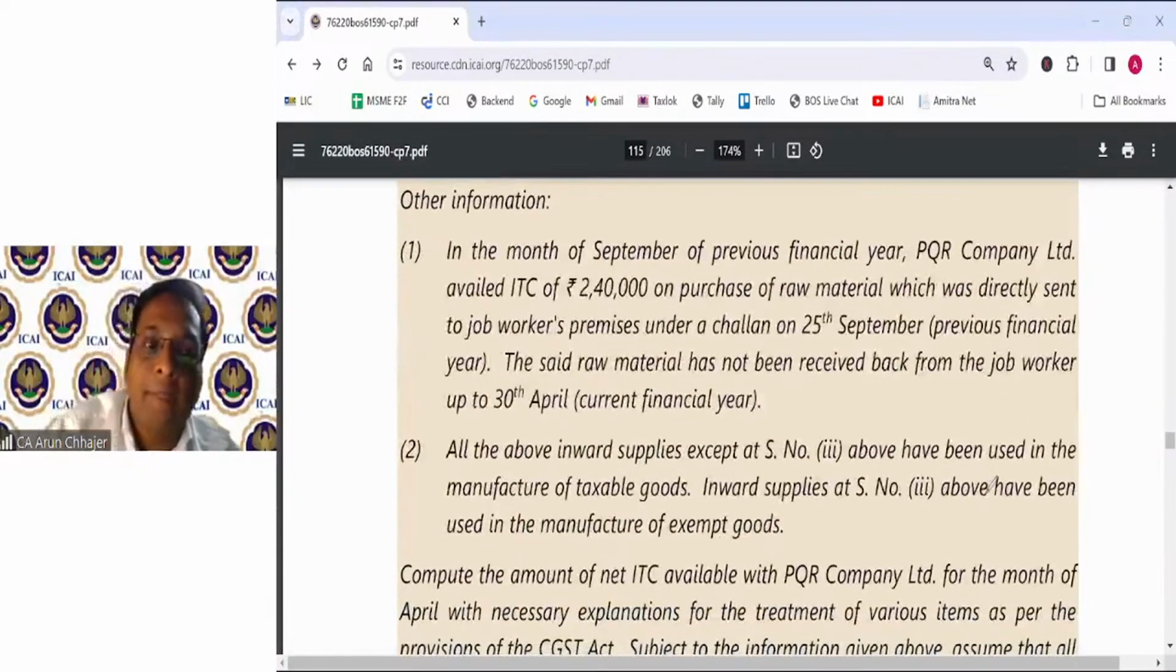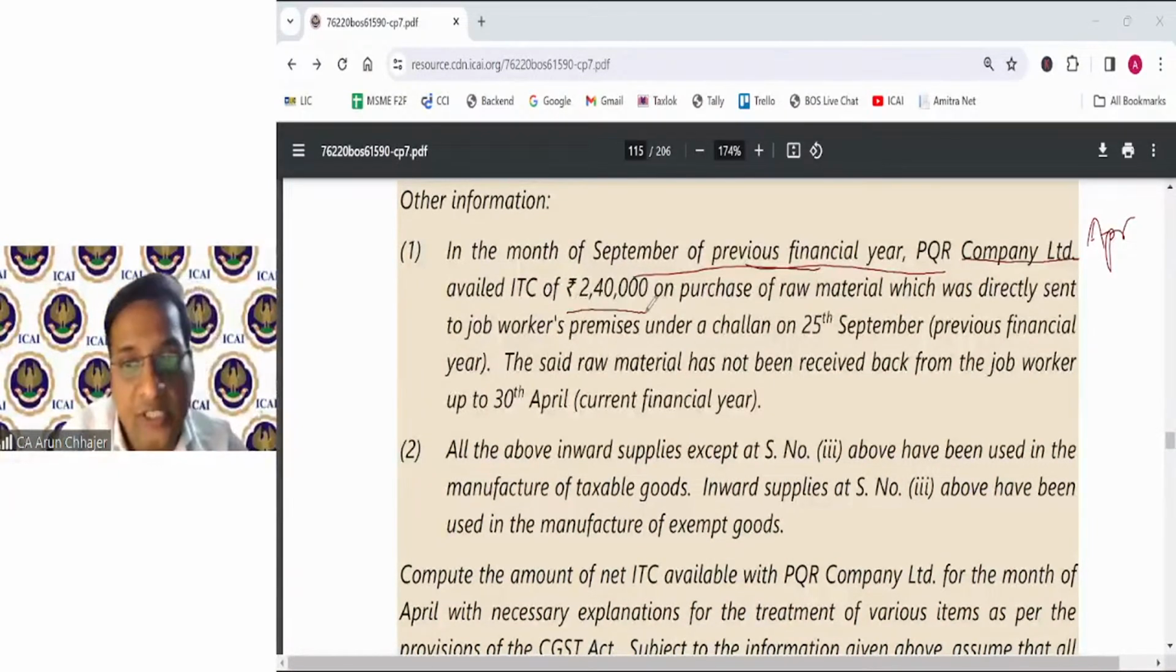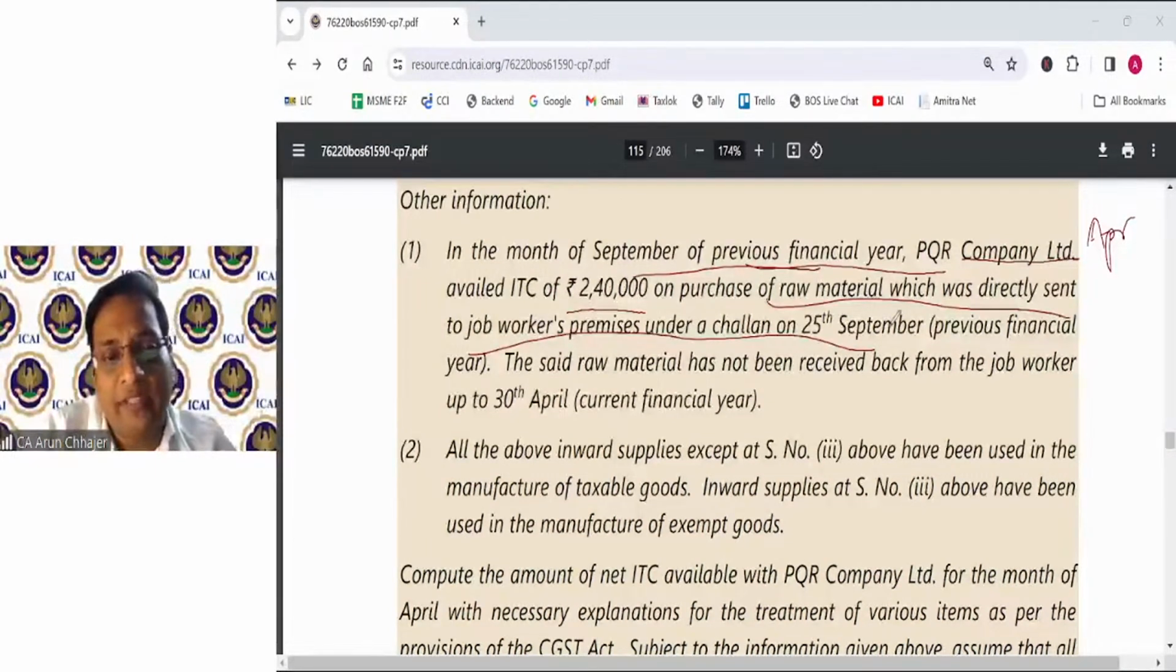What is the other information? In the month of September of the previous financial year, currently we are in the month of April. So, in September of the previous year, PQR Company Limited availed the ITC of 2,40,000 on purchase of the material which was directly sent to the job worker premises under the challan on 25th September. So we know that if the goods or capital goods are being sent directly to the job worker premises, we can take the input tax credit, no problem.